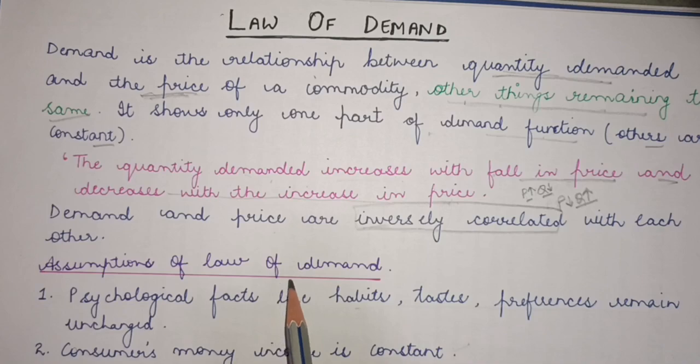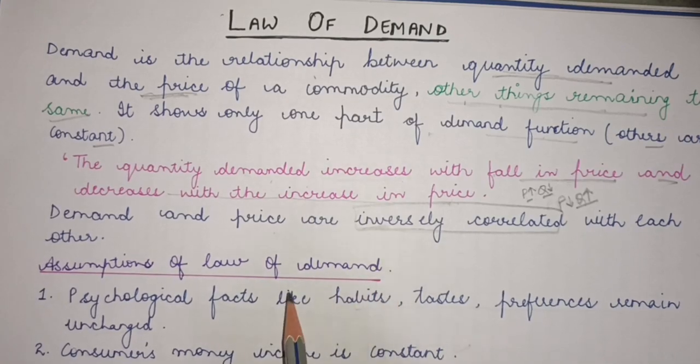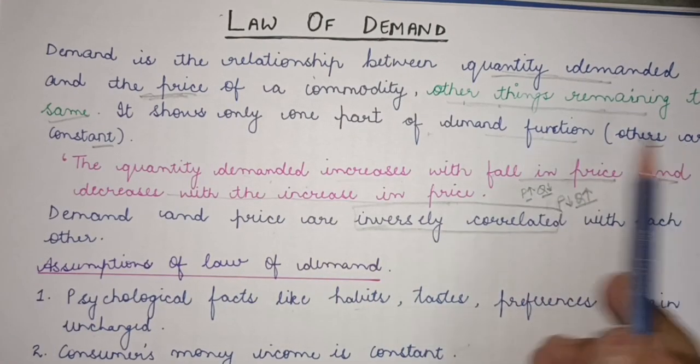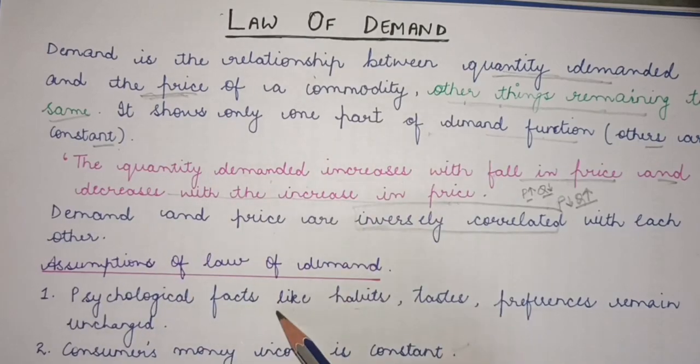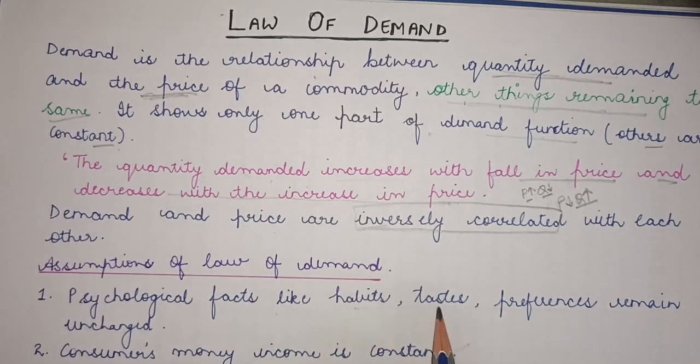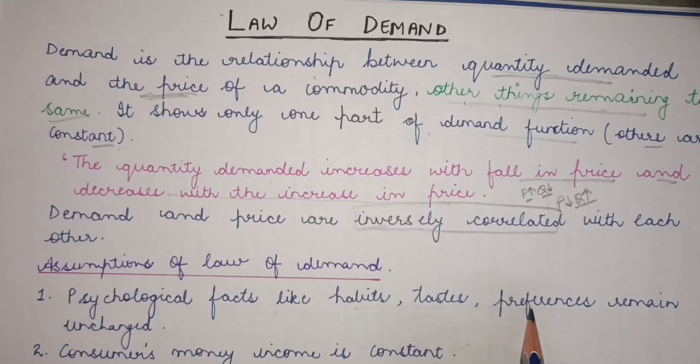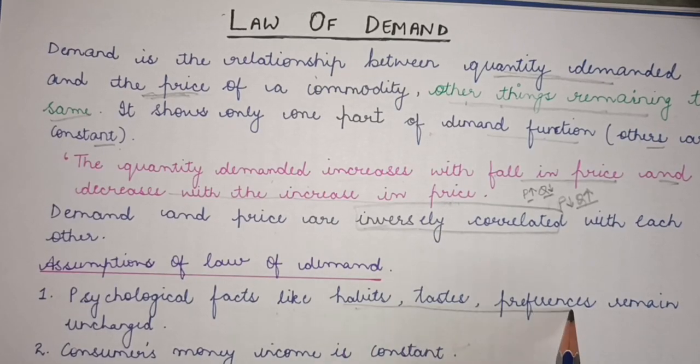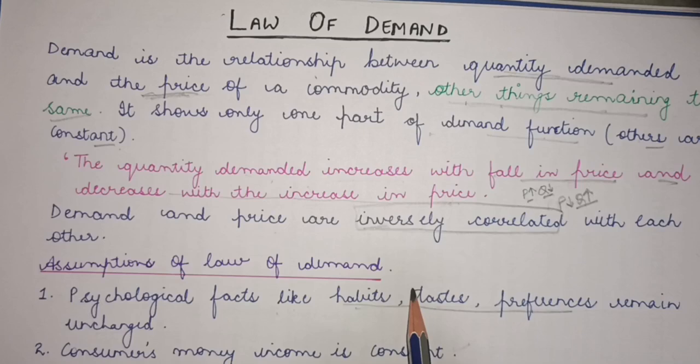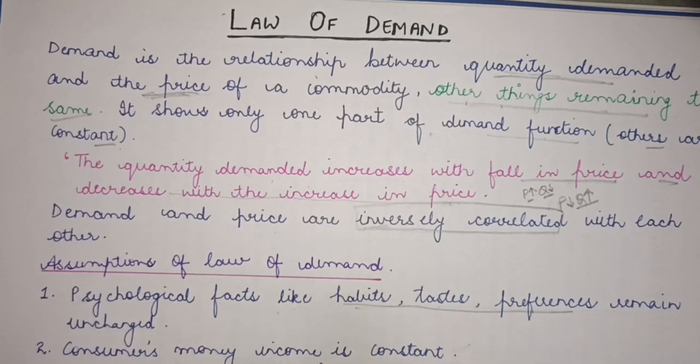There are certain assumptions of the law of demand. The first one, like we considered that other factors are constant. So what are the other factors which we keep constant? They are the assumptions of the law of demand. First one is that there is no change in habits, tastes and preferences of the consumer, because if habits, tastes and preferences change, then this law will not work. The second one is that the consumer's money income is constant, which means that they can buy only a limited amount of commodity because their money income is not increasing.